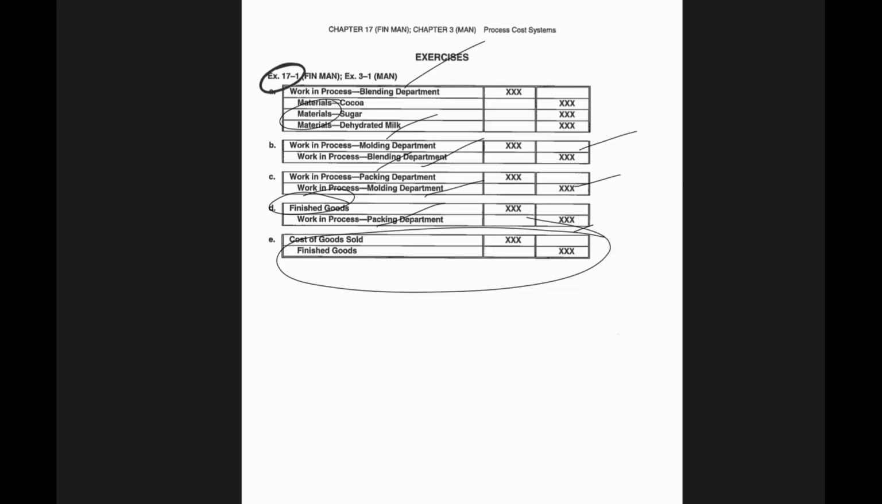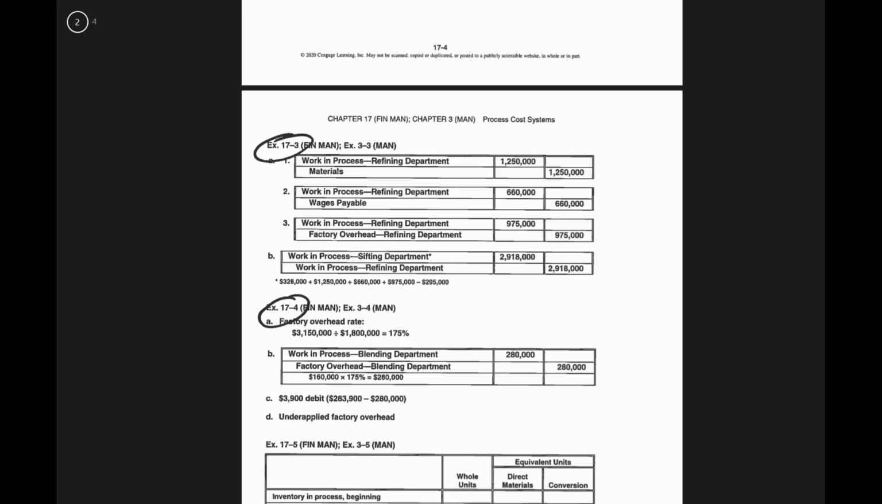Now, keep in mind, those are just transferring from one WIP account to another, but during those other WIP accounts, there would be costs added to them. In number three, it says here, this company manufactures a sugar product, and it has refining, sifting, and packing. Assuming that the records indicate that the direct materials, direct labor, and applied factory overhead for the first department, refining, were $1,250,000, $660,000, and $975,000. Also, WIP in the refining department at the beginning of the period totaled $328,000, and WIP at the end was $295,000. So journalize the flow of costs into refining for direct materials, direct labor, and overhead, and then the transfer.